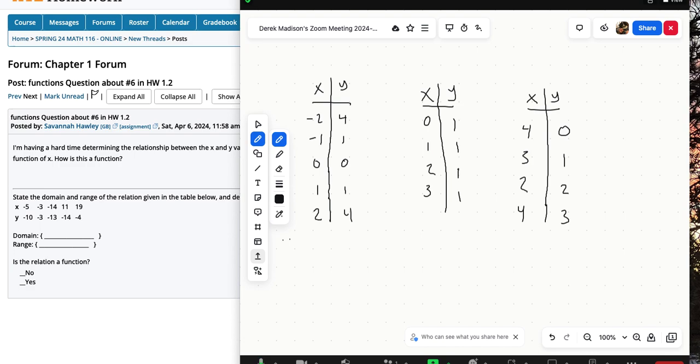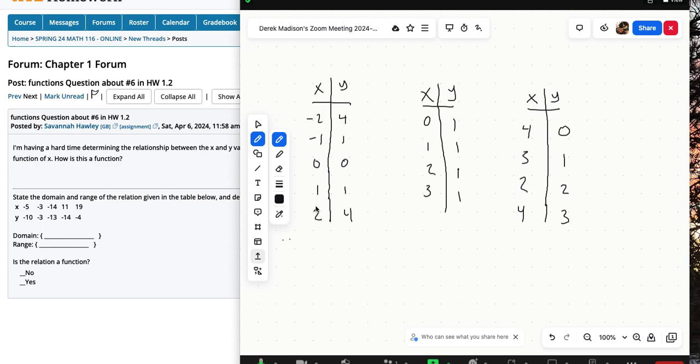Now let's take a look at a couple of different examples, and I think that will help you sort out when something is a function and when it isn't. So our basic rule for what's a function is for every x, there can only be one y. In other words, for every input, it can only have one output.